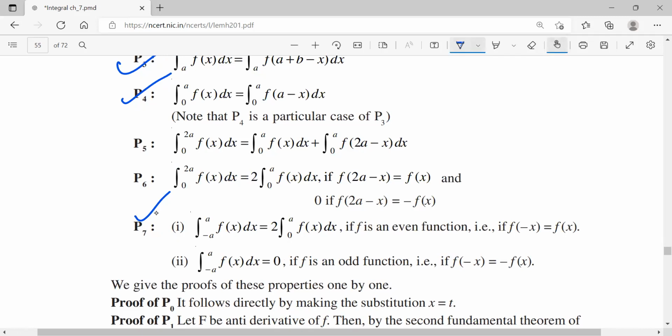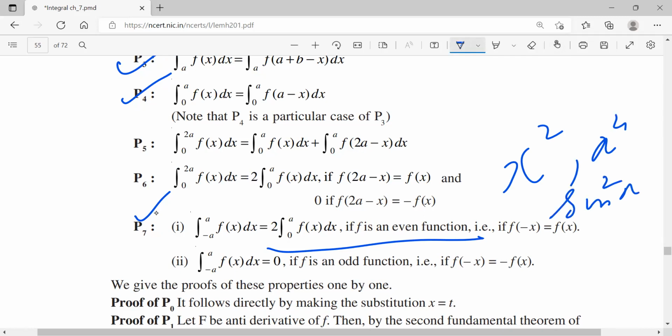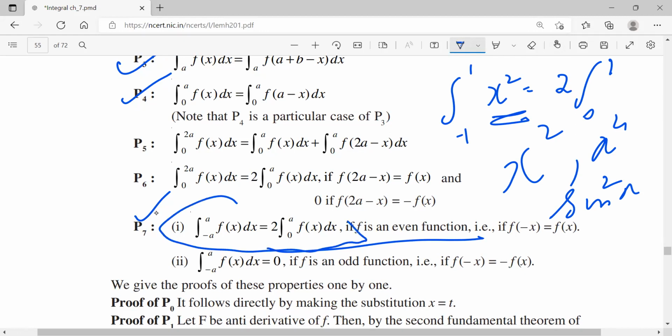Property 7 will be applied only for an even function, in the sense x square, x power 4, sine square x, correct? If the limits are integral -1 to 1 of x square, I can write it as 2 integral 0 to 1. I'm not writing dx and all now because it's entrance preparation, so no one is going to check our worksheet. We have to save time. Since it's an even function, I just did 2 integral 0 to 1. So these are a few properties which you have to remember.